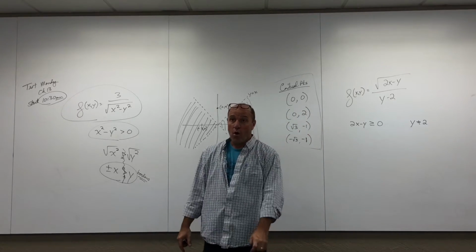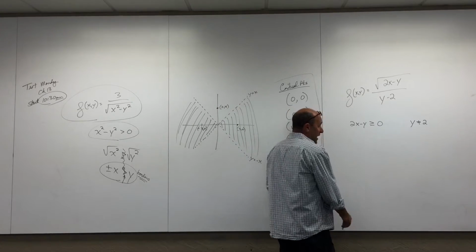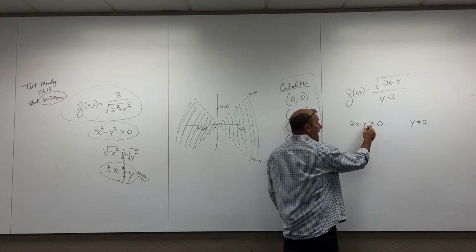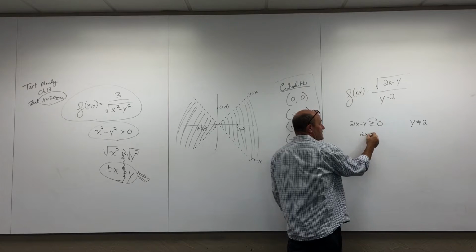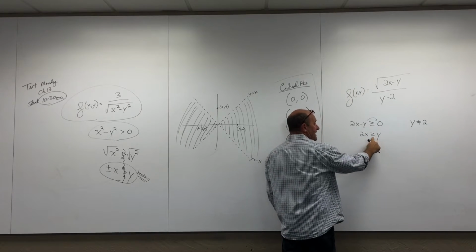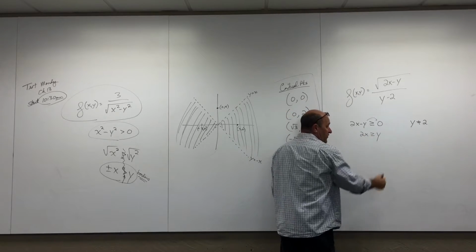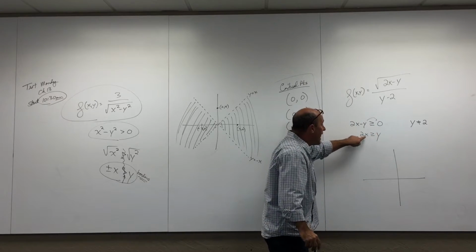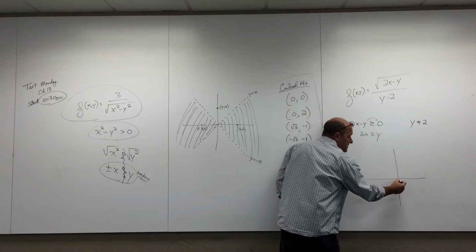But what does a picture of all this look like? In order to draw a picture, I would solve for y here. Watch me, I'm going to move the y over. So 2x is greater than or equal to y, or you could write that backwards and say y is less than or equal to 2x. Now I know what to draw. I should draw the line y equals 2x and then shade one side or the other.